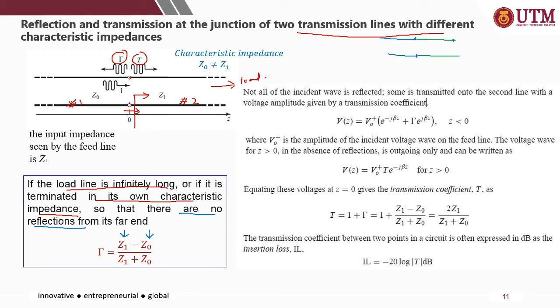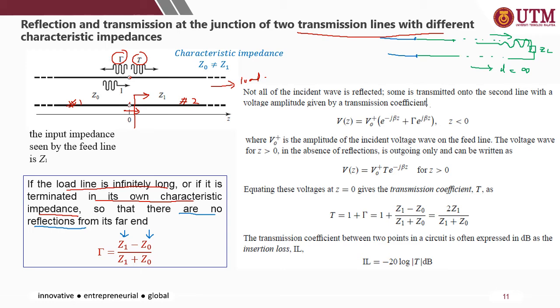So the second transmission line, and its far end until it reaches the ZL. If the load line is infinitely long, we can assume that L is infinite. So we assume there's no reflection from the far end. Why? Because when there is reflection, the signal may have been attenuated, so we can assume that the signal is transmitted to the load.